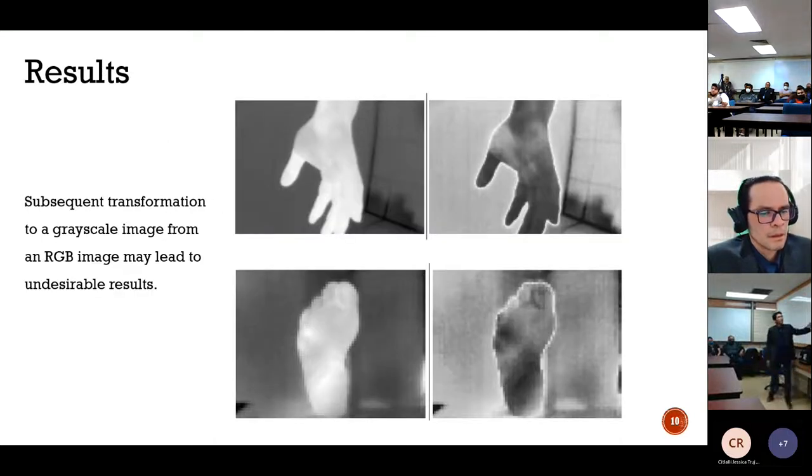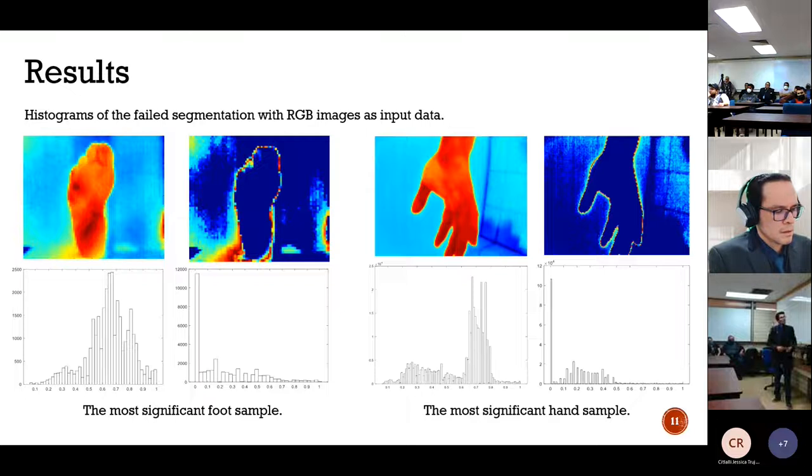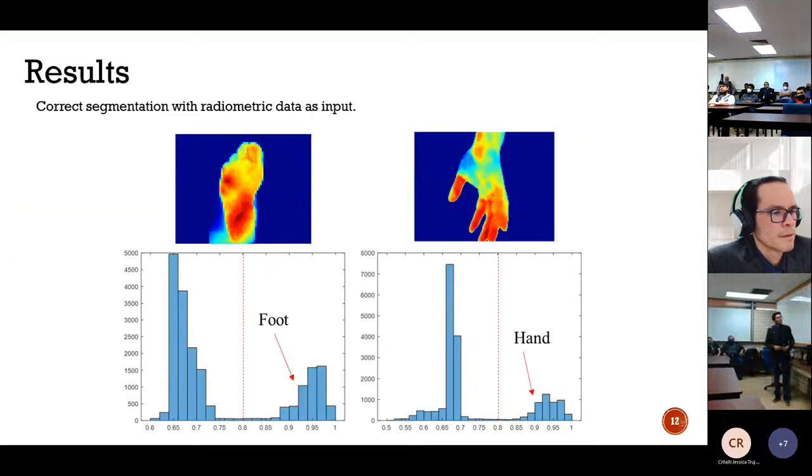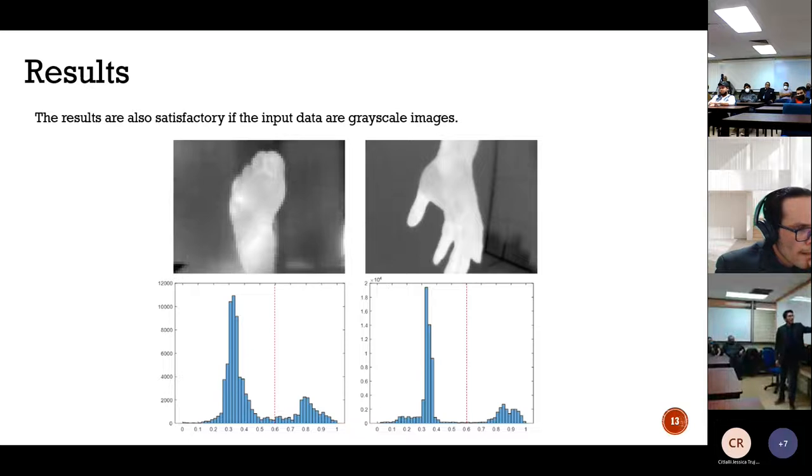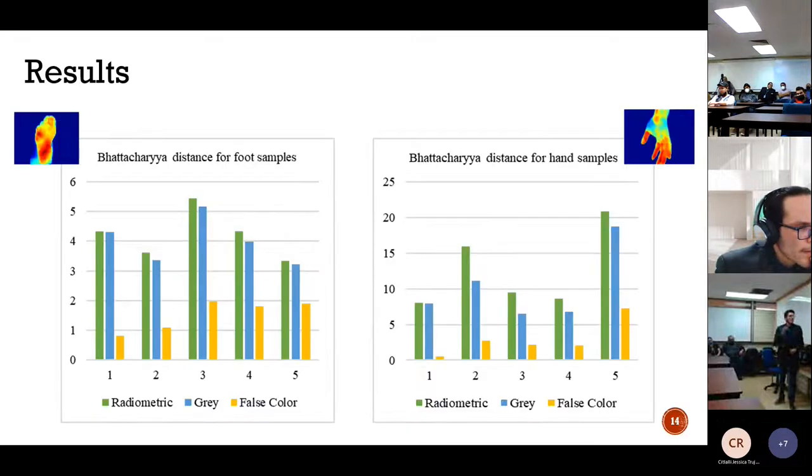So here I present the first results. We can observe a priori that it's not the same to retrieve a grayscale image from the raw output of the thermal imager as to retrieve a color image and then convert it to grayscale. We can see that our segmentation algorithm clearly failed the task. There are some interferences, or the formatting is not correct. If we use only radiometric data, we can see clearly in our histograms how well separated the region of interest is, in this case foot or hand, where usually the region of interest has values greater than 0.8. And 0.6 we found for a grayscale image as input, prior to performing a second transformation.